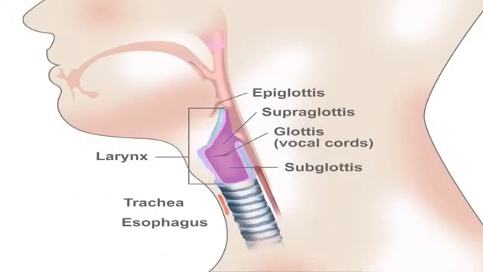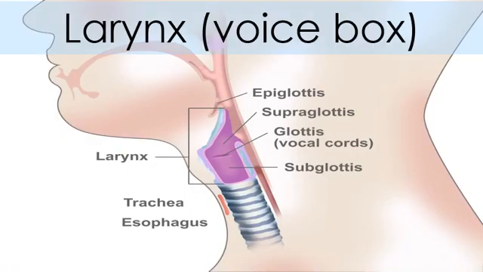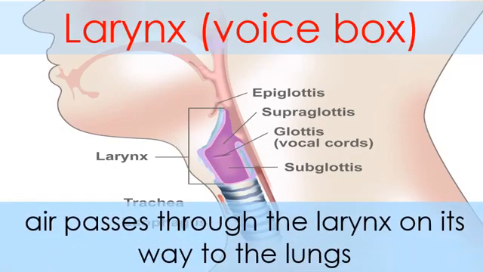The next is the larynx, also called the voice box. Again, let's read. Larynx, voice box, from the word voice, so it produces vocal sounds. So larynx is a hollow tubular structure connected to the top of the trachea, as you can see in the picture. So the air passes through the larynx on its way to the lungs. Again, let's read. Air passes through the larynx on its way to the lungs.